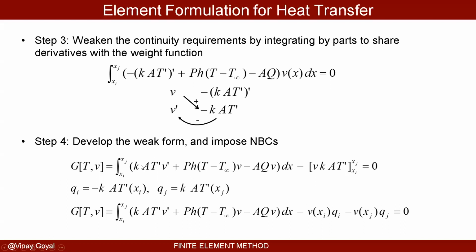So the weak form of the problem is given here. You can see that there. And notice how Q is K A T prime. So K A T prime is Q, the heat flux at that point, and Q_J is this much, the heat flux at node J.